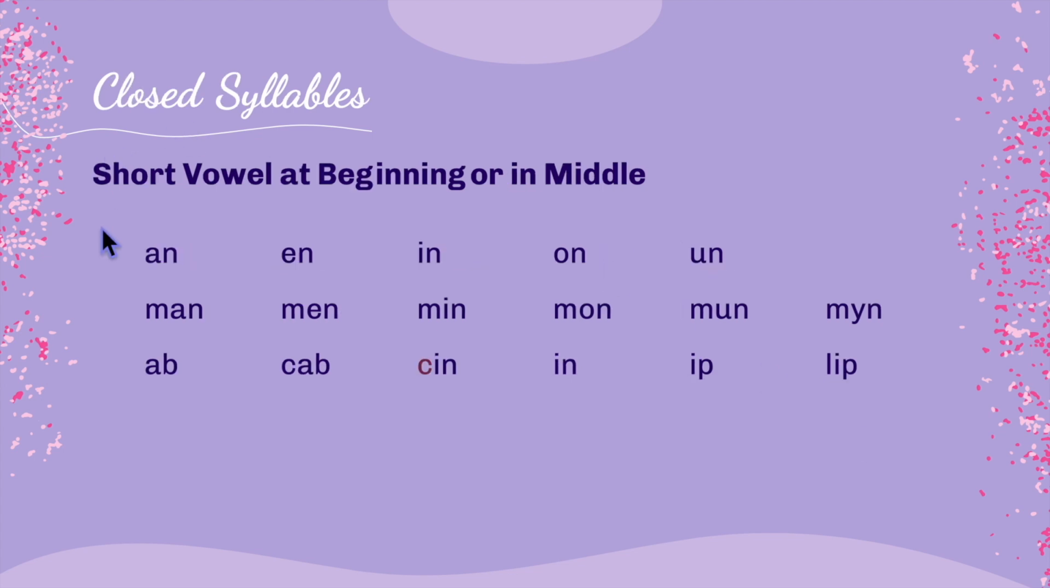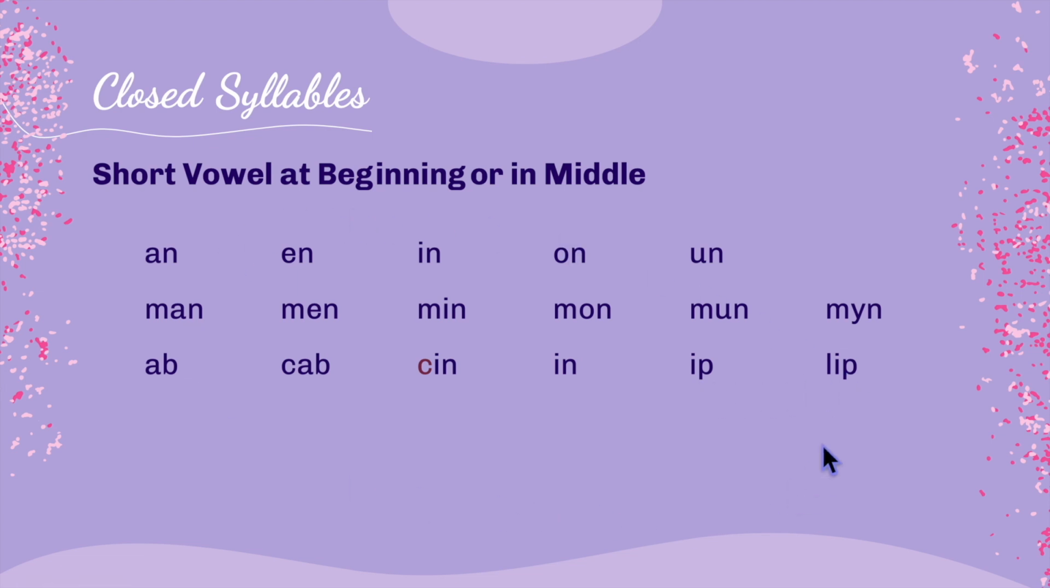A closed syllable is any syllable that starts with a vowel or has a vowel in the middle. Closed syllables usually have their short sound. So an, in, on, un. Man, men, min, mon, mun. Y in the middle of a syllable will have the short I sound, min. Ab, cab. Remember here, this C will have its soft sound of S because of the I. Sin, in, ip, and lip.